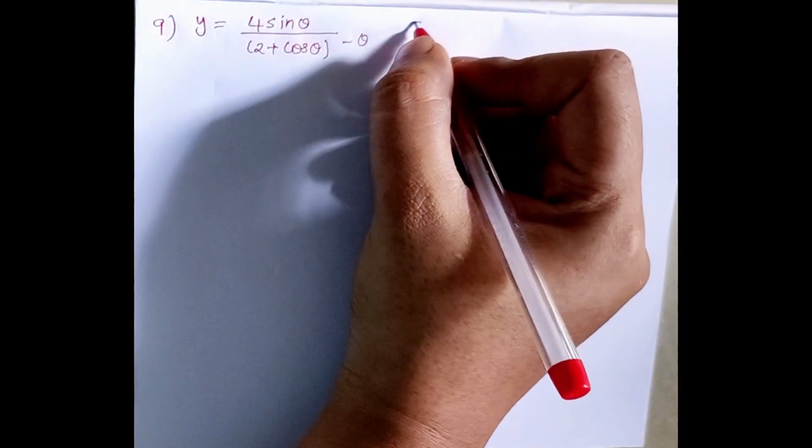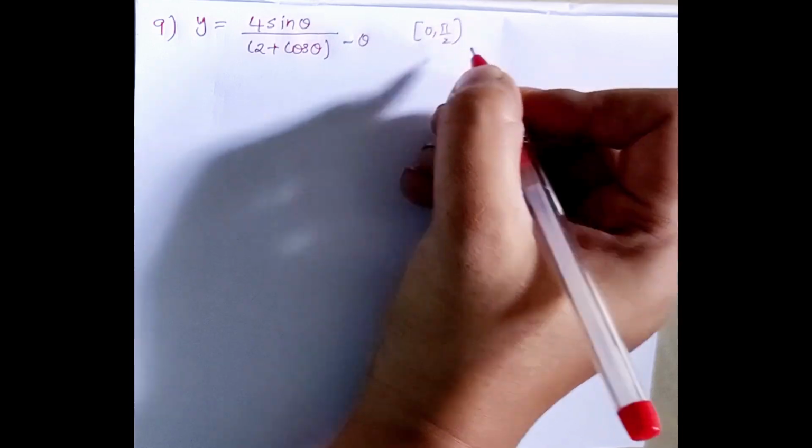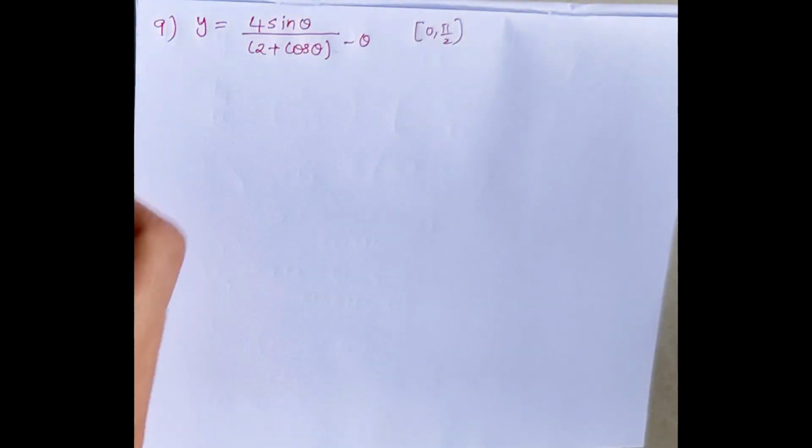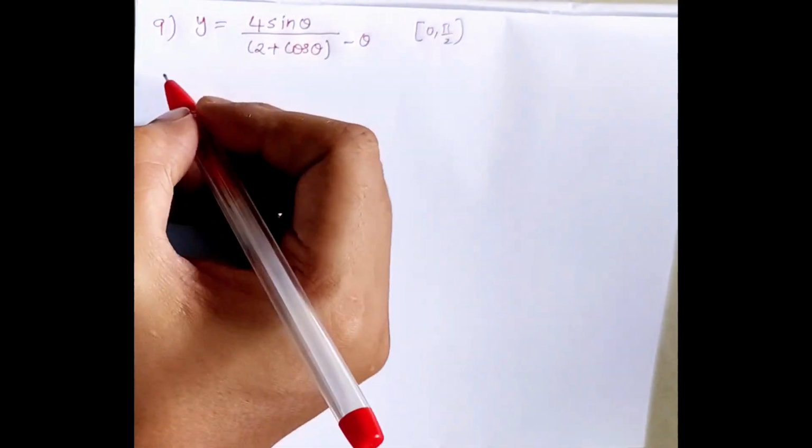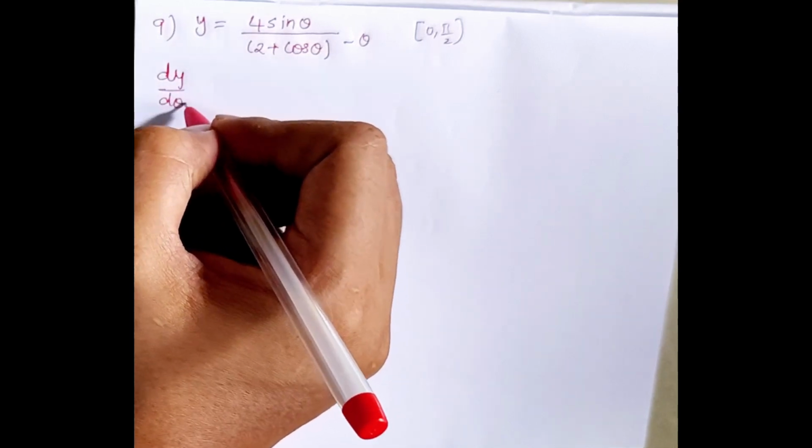Question number 9. We have to prove that this function y is equal to 4 sin theta by 2 plus cos theta minus theta is an increasing function of theta in the closed interval 0, pi by 2. Okay. As usual, we'll differentiate with respect to theta here. We'll follow the u by v method.